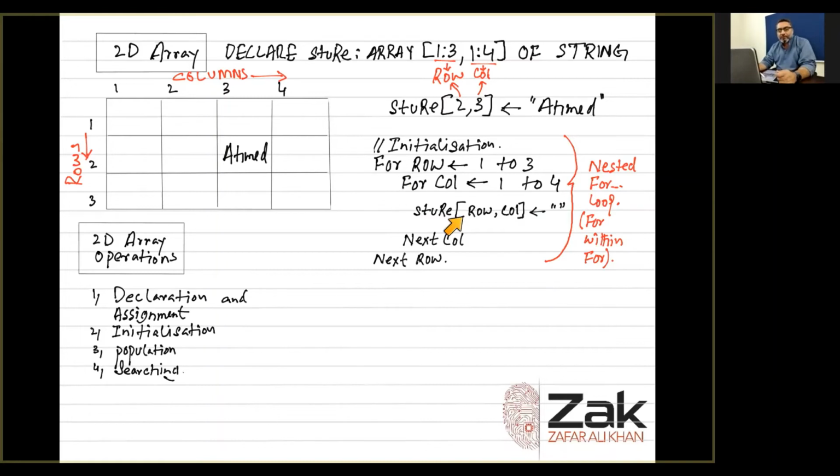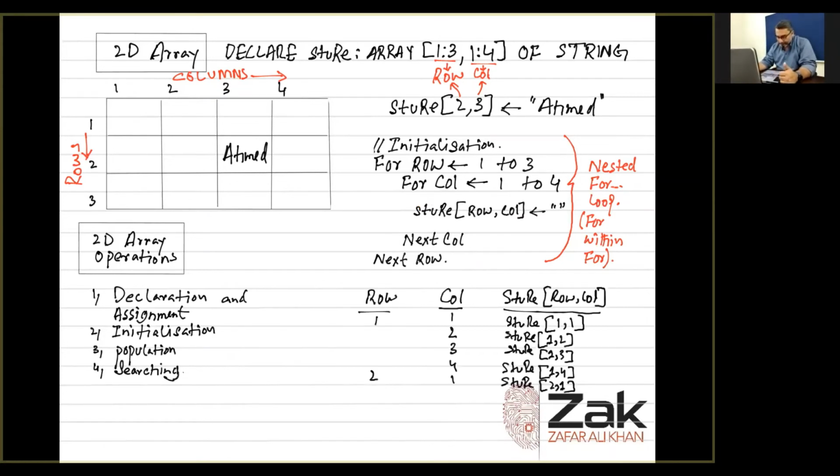So row 1, column 1, initialize. Row 1, column 2, initialize. Row 1, column 3, initialize. Row 1, column 4, initialize. And that is how the whole initialization happens with the help of a nested loop. So when the row is 1, the column would go from 1 to 4.